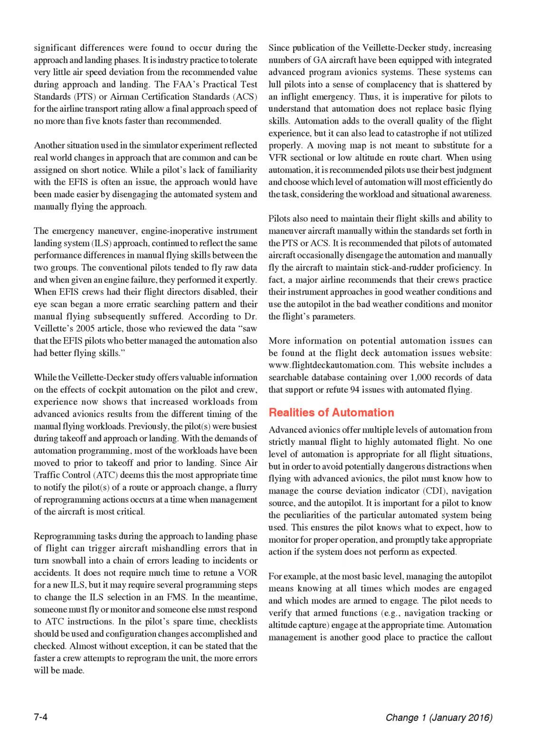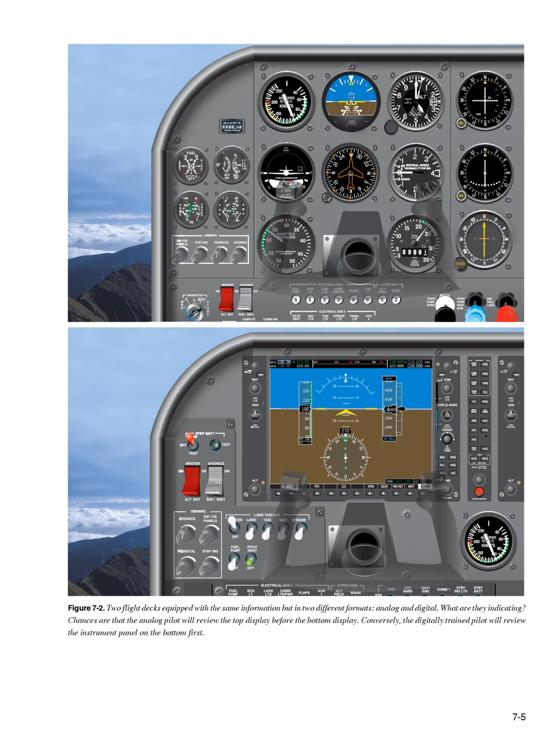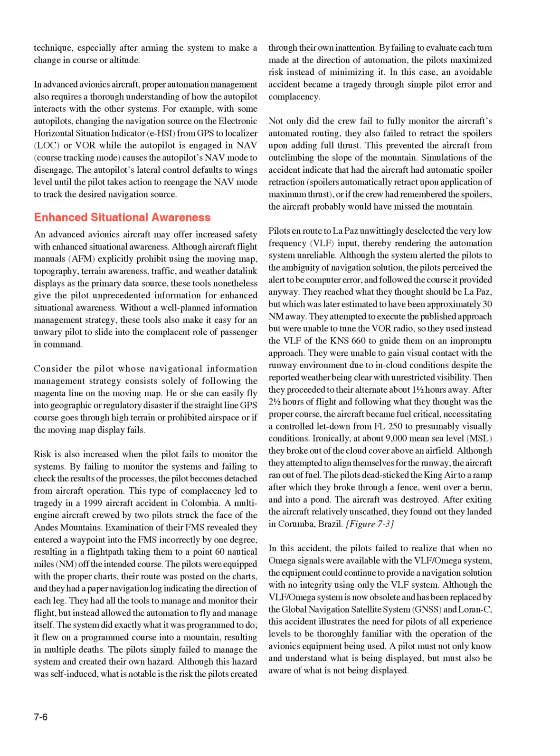This ensures the pilot knows what to expect, how to monitor for proper operation, and promptly take appropriate action if the system does not perform as expected. For example, at the most basic level, managing the autopilot means knowing at all times which modes are engaged and which modes are armed to engage. The pilot needs to verify that armed functions, for example, navigation tracking or altitude capture, engage at the appropriate time. Automation management is another good place to practice the call-out technique, especially after arming the system to make a change in course or altitude.